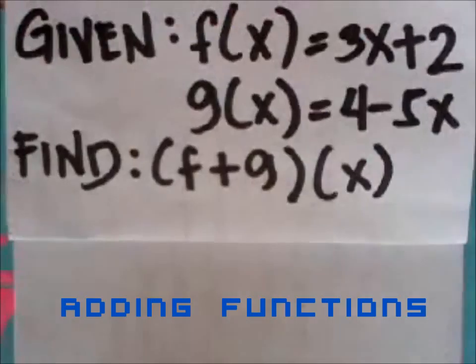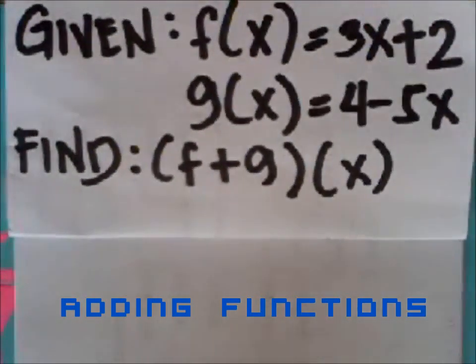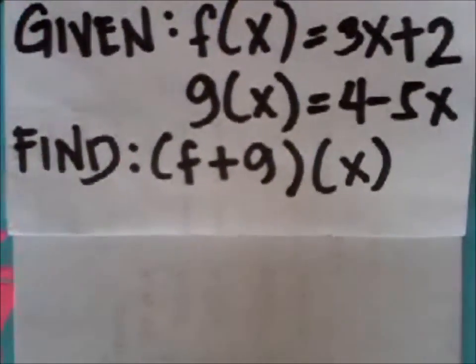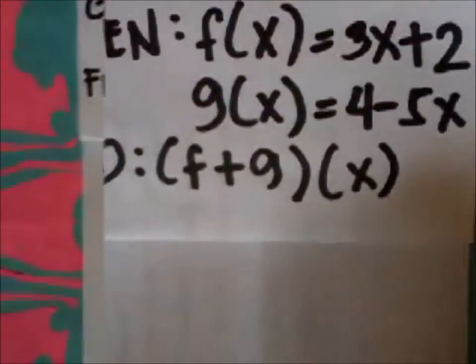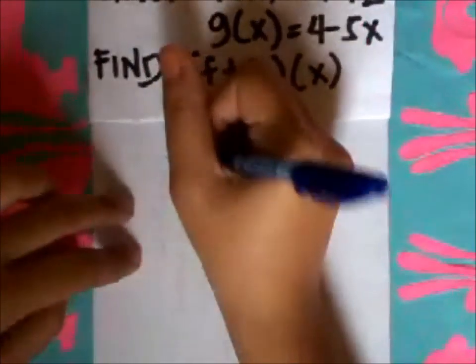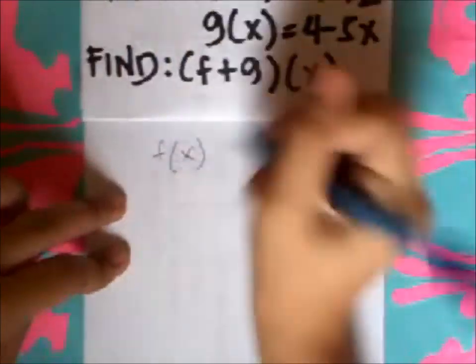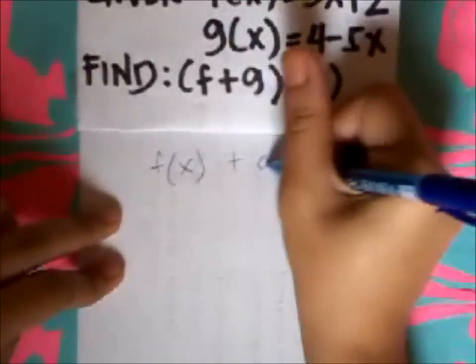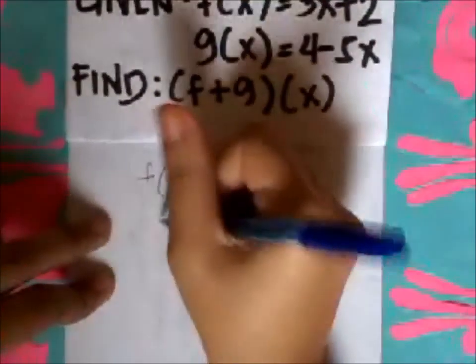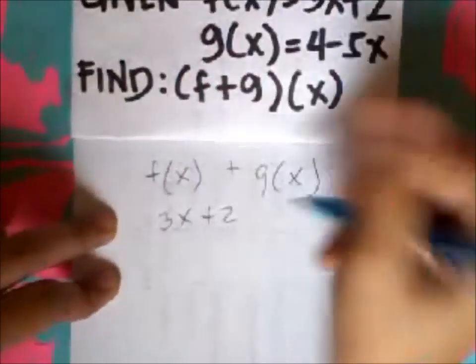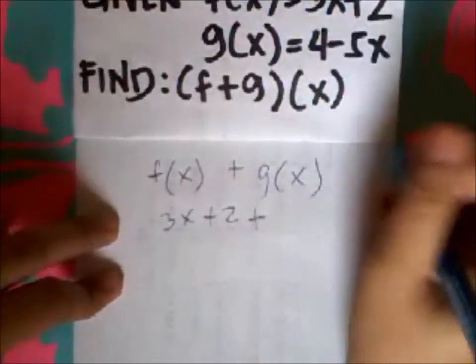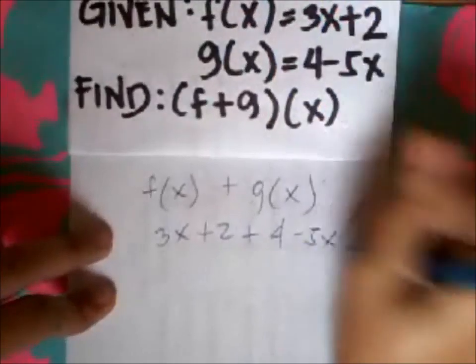Given that f of x is equal to 3x plus 2 and g of x is equal to 4 minus 5x, find the value of f plus g of x. We would rewrite the equation, so this is f of x plus g of x, and replace the value of f of x, which is 3x plus 2, plus the value of g of x, 4 minus 5x.